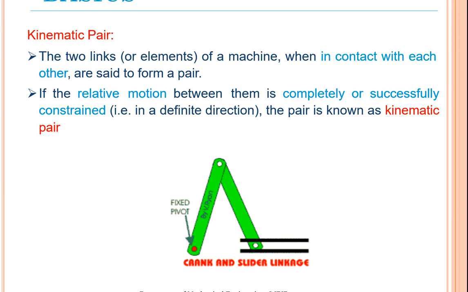So here, if there is relative motion between them with the constraint, then we can expect the motion to happen in a particular direction. So here you can see in the crank and slider mechanism there is a fixed pivot, and at the other end you can see the other link, which is able to slide in the horizontal direction. So this tells about the kinematic pair.